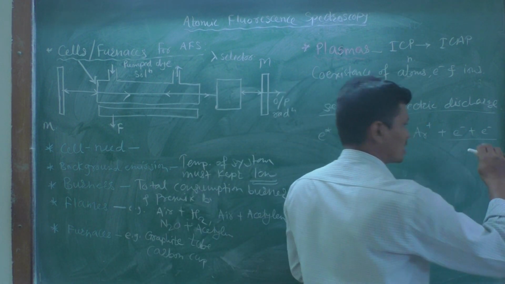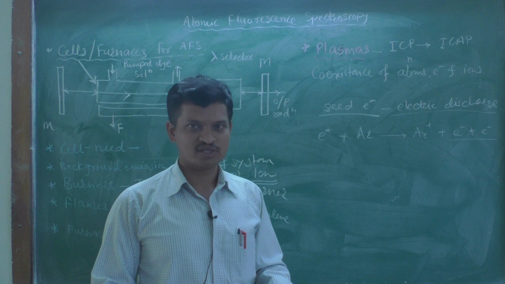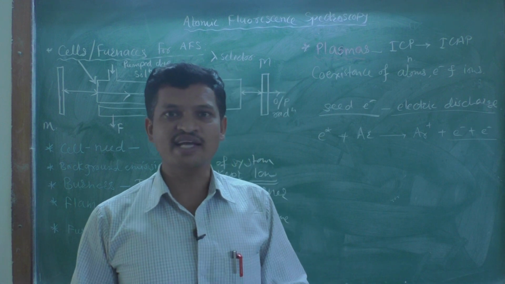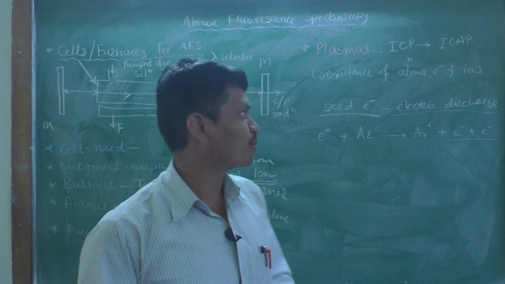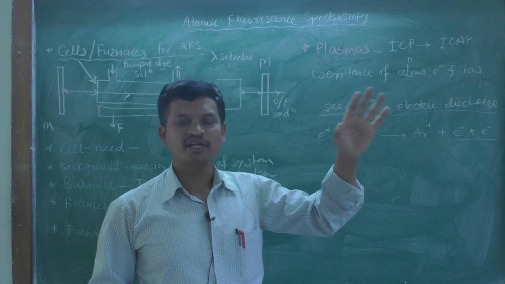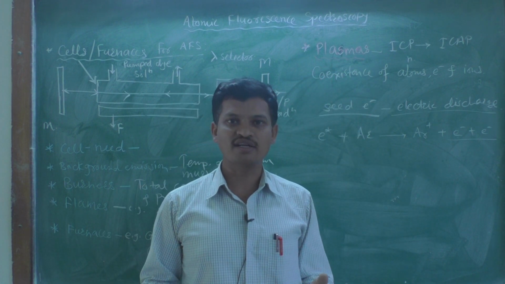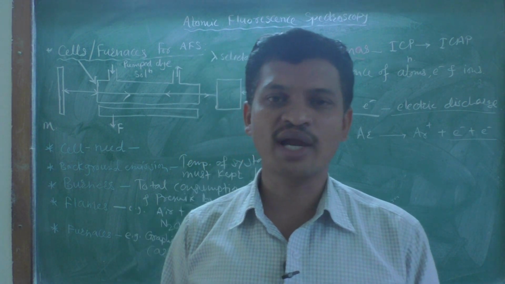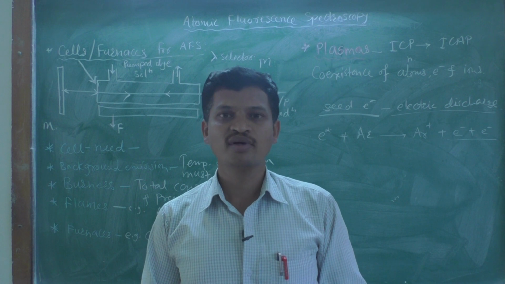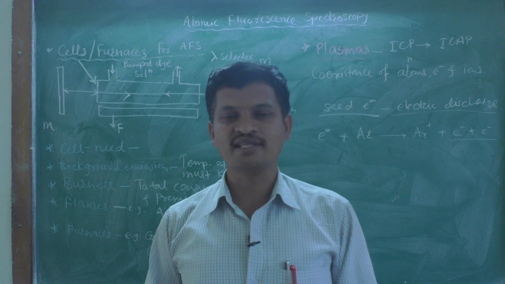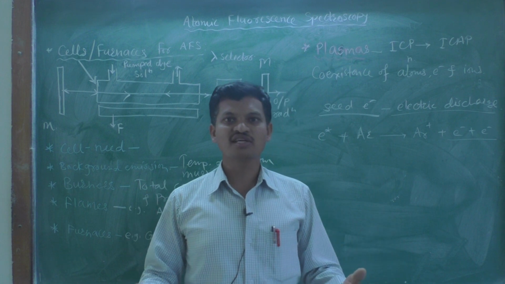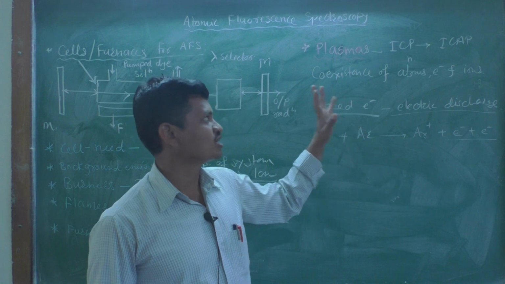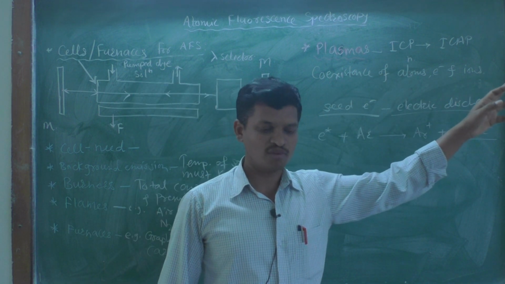So the number of electrons get multiplied in this process, and such a gaseous mixture is formed, and that gaseous mixture is nothing but plasma. But in this physical state of matter, all these three chemical species, that is neutral argon atoms, electrons and the argon cations, that is ions, exist together, and that system is known as plasma or inductively coupled argon plasma.